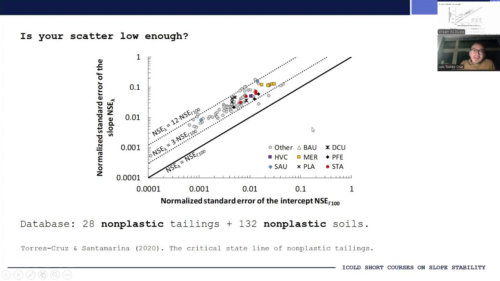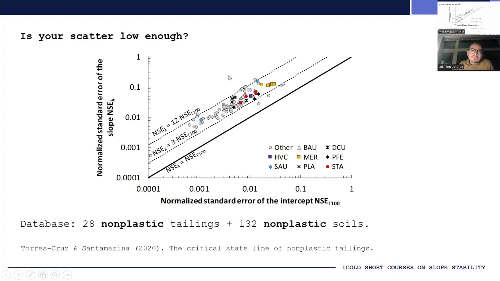And to answer that question, you can plot the normalized standard error of your slope and the normalized standard error of the intercept in a chart such as this one, and see where your scatter falls. So the further up and to the right that your data falls, the higher the scatter. So ideally, you want to be somewhere over here.